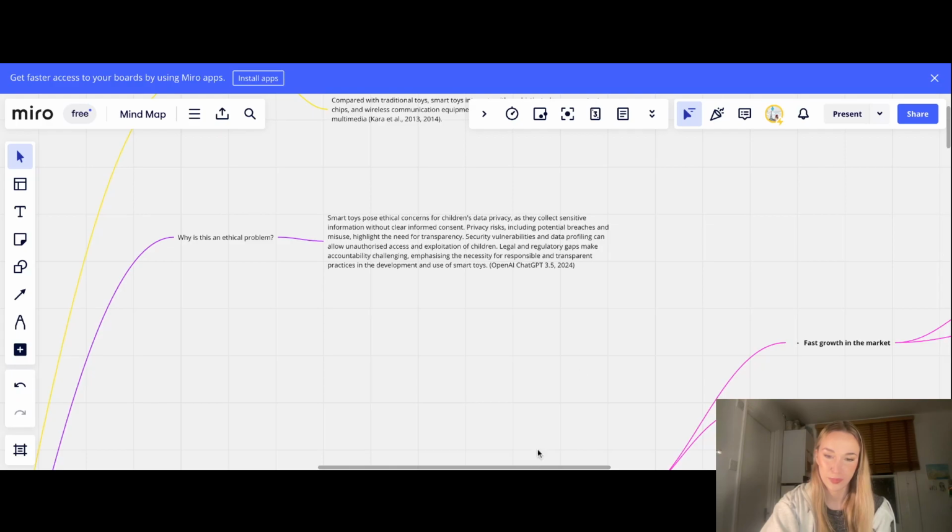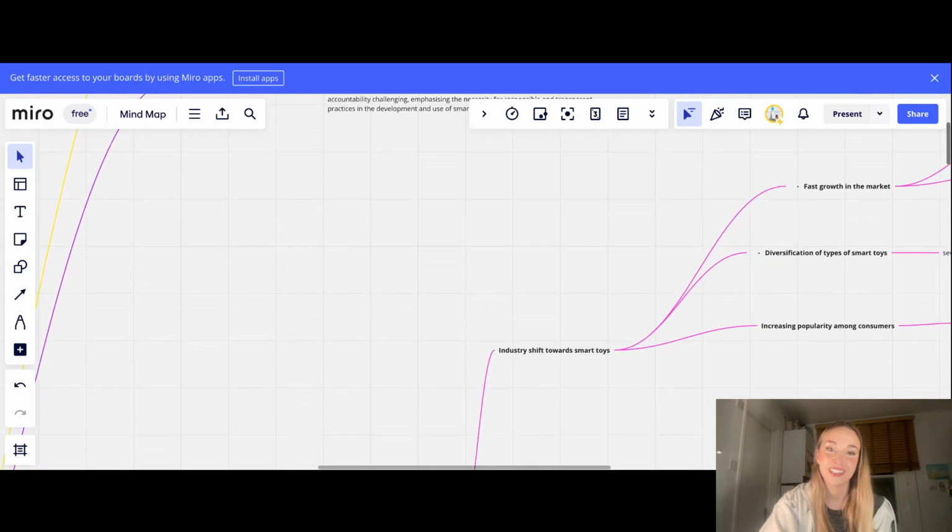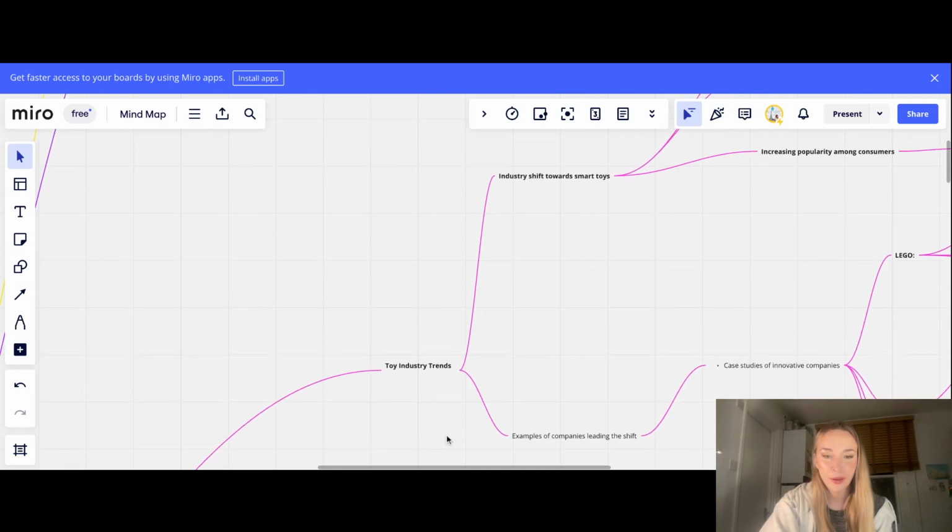Security vulnerabilities and data profiling can allow unauthorized access and exploitation of children. Legal and regulatory gaps make accountability challenging, emphasizing the necessity for responsible and transparent practices in the development and use of smart toys. So we're going to go through each one of those statements individually in this mind map, but first I'm going to briefly look over the toy industry.